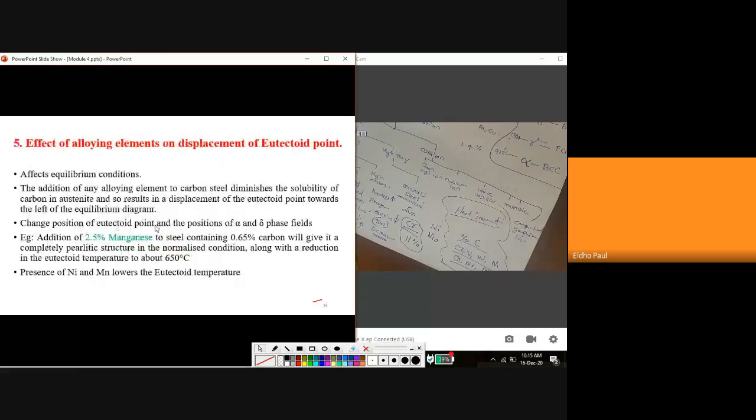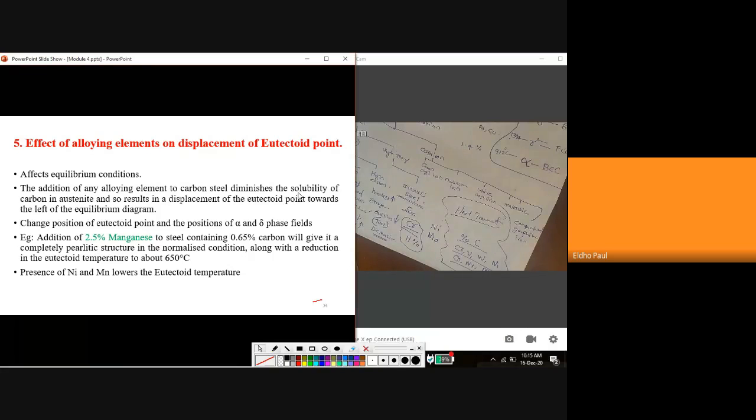That means 0.65% of carbon, for example, will be here. It will be like this. The new eutectoid point will be like this. This is the eutectoid point. So both the temperature and the composition are altered by the addition of 2.5% of manganese. By the addition of these alloy elements, the solubility of the carbon will vary.